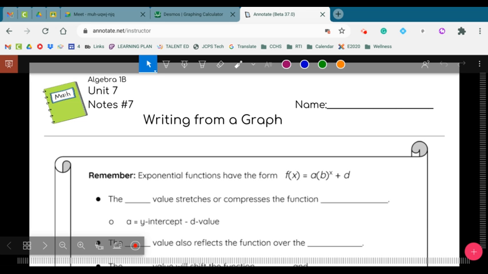Okay, today we're going to do Unit 7, Notes number 7. I'm sorry about the background noise. The copier is going also.